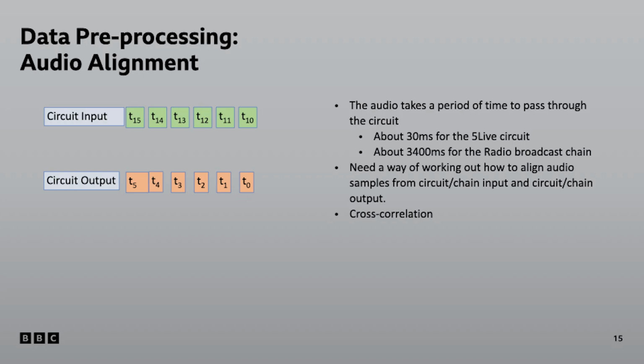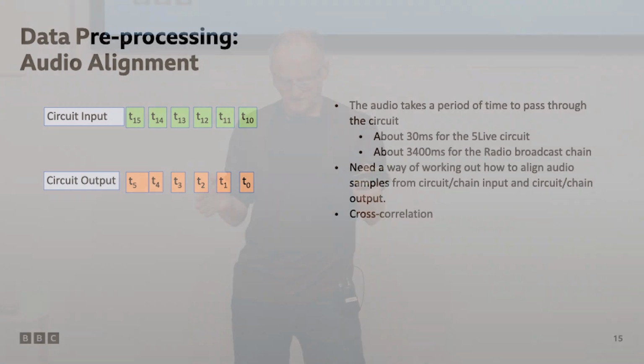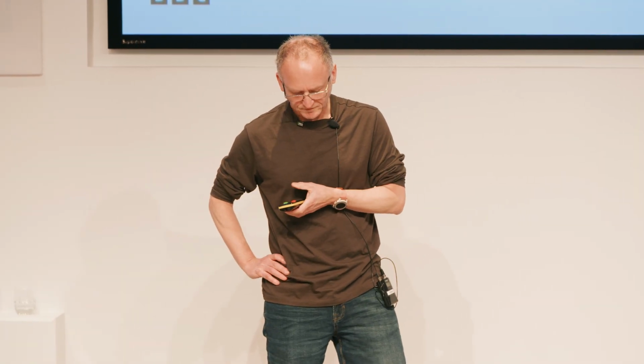So audio obviously takes time to get through the circuit. For the Radio 5 circuit I showed you, it's 30 milliseconds. It's not too bad. For the DAB full circuit, it's nearly 3.5 seconds. We can't do predictions of the output if our input is 3.5 seconds ahead. So we need some way to align the audio before we pass it further down the chain.